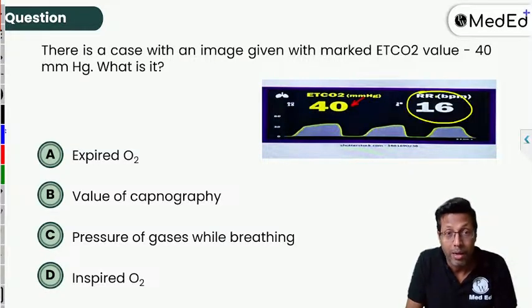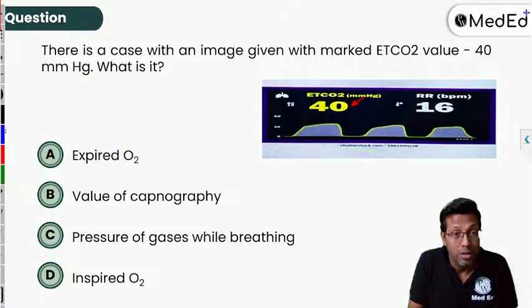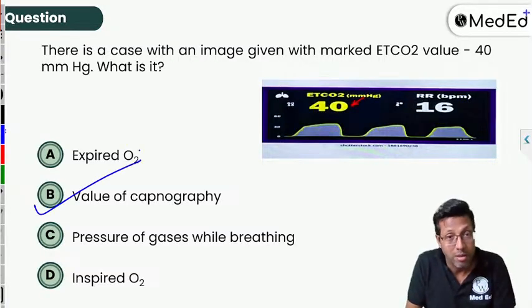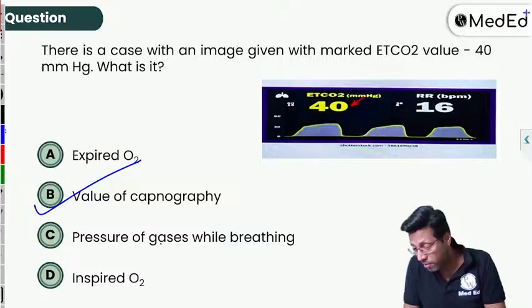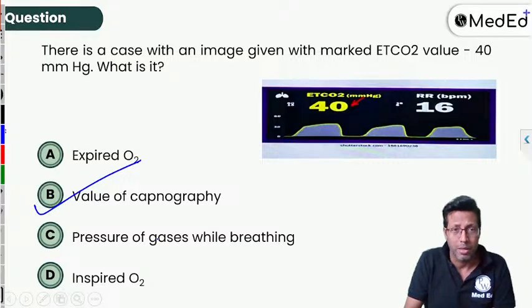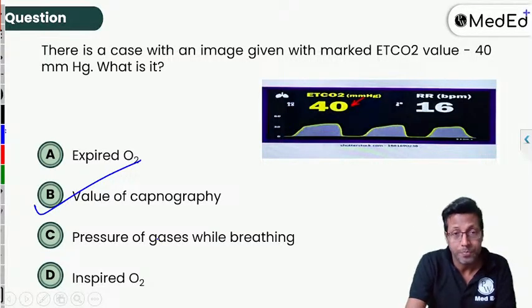It is something to do with the breathing pattern, right? Respiratory rate. So here it's not talking about oxygen. All of you are correct. It's the value of capnography. Absolutely correct. Everyone has given a correct answer. Okay, simple. So this is a capnography which they have given.